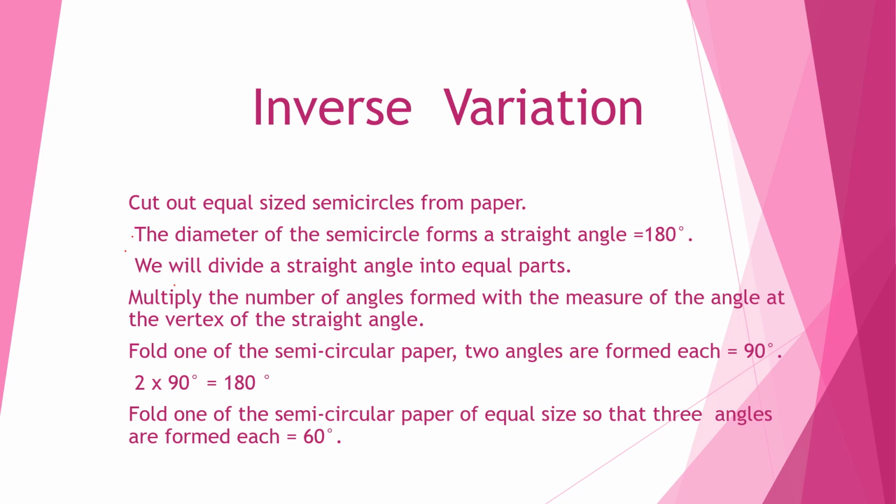Now fold one of the semicircular paper of equal size so that 3 angles are formed. In this case, each angle will be equal to 60 degrees. Now the number of angles formed is 3. Measure of the angle is 60. When we multiply the two, we get 180 degrees.